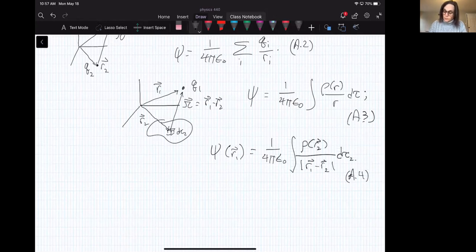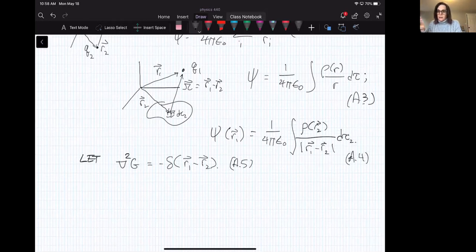So what we're going to do is let del squared g, some general function that we haven't defined yet, and we'll actually take different forms for different partial differential equations and different geometries, be equal to minus the delta function of R1 minus R2. Basically, what we're looking at is the potential at R1 due to a source at R2. And we're going to use Green's theorem. Anybody remember what the general case, what does Green's theorem get us? Where are we going from and toward when we use Green's theorem?